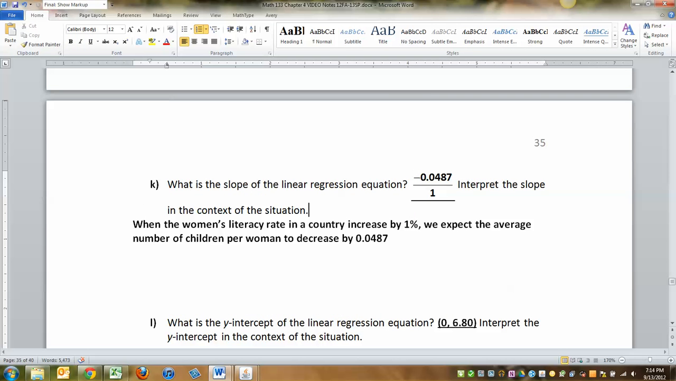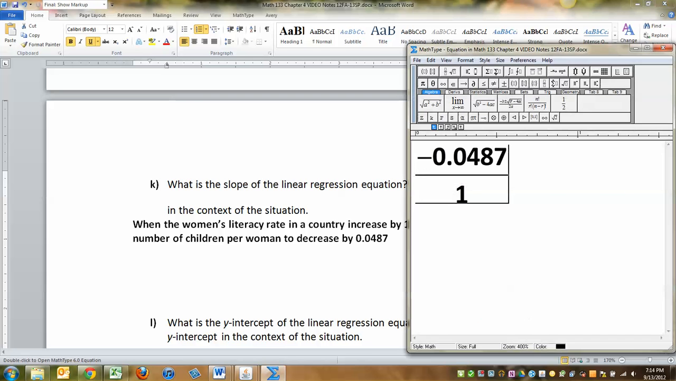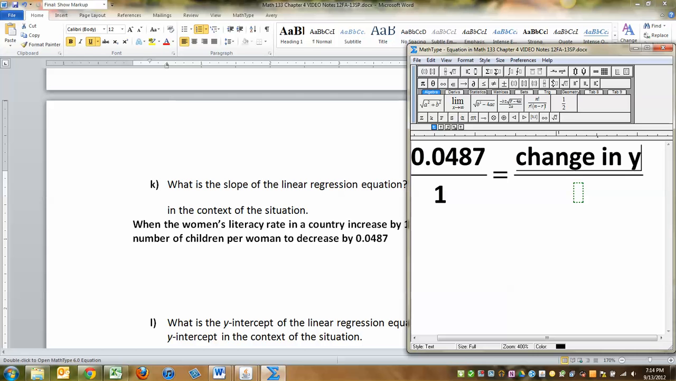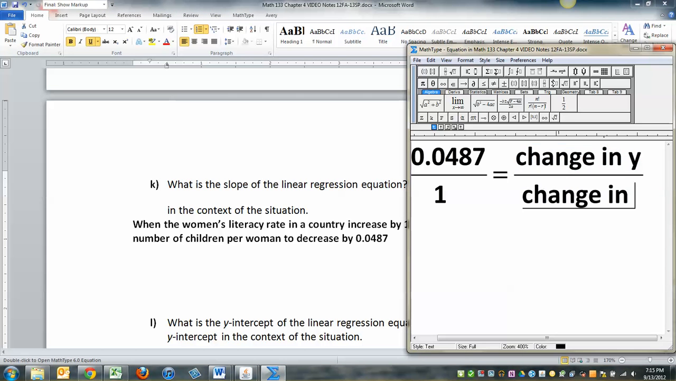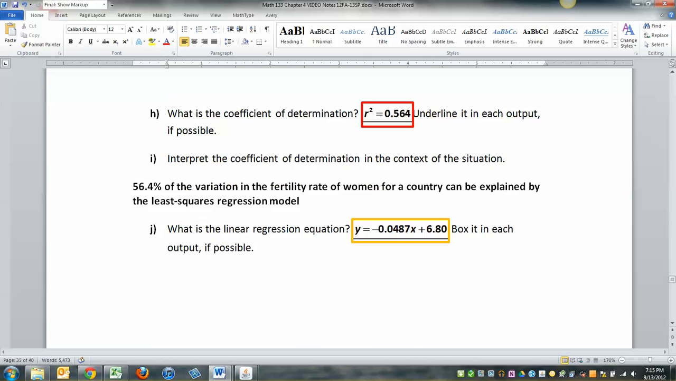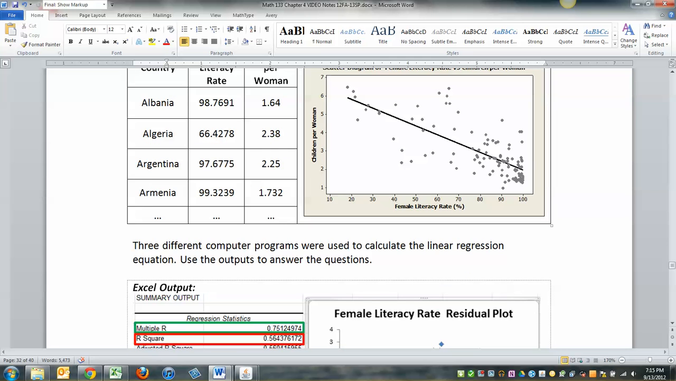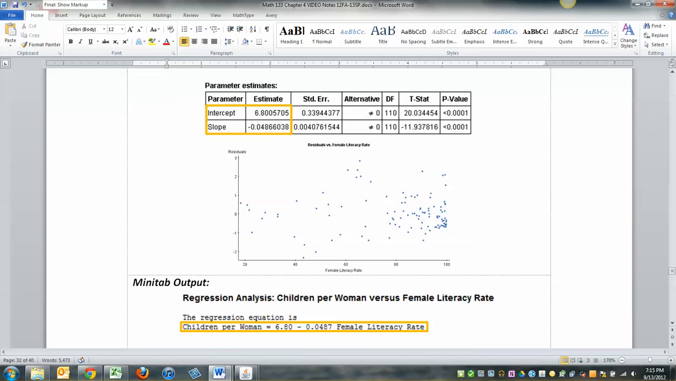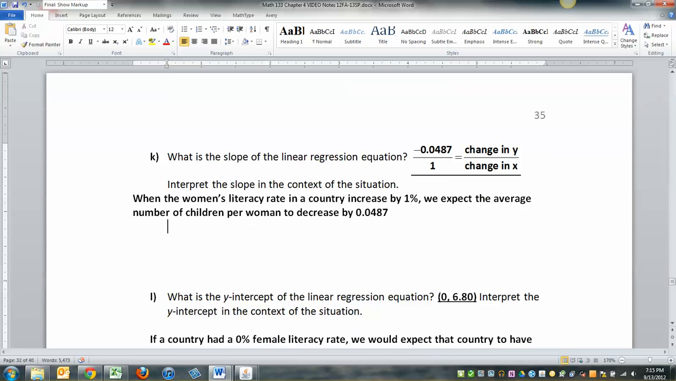Well, you have to explain both numbers. So every time the x, and I'm just going to remind everybody real quick, this is change in y over change in x, all right? So if that's the case, then you say, okay, every time my x changes by 1, x, remember, for us was, go back to the scatter plot, the female literacy rate. So anytime the female literacy rate increases by 1%, so when the women's literacy rate in a country increases by 1%, 1 because it's on the bottom, we expect the average number of children per woman to decrease by 0.0487 kids. 0.0487 is fine.